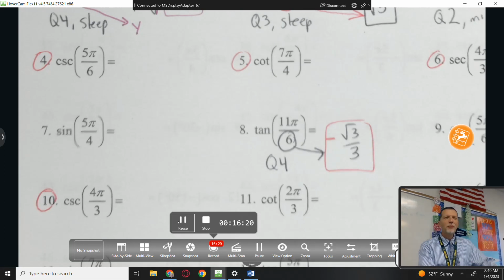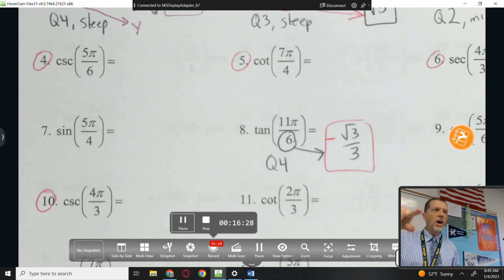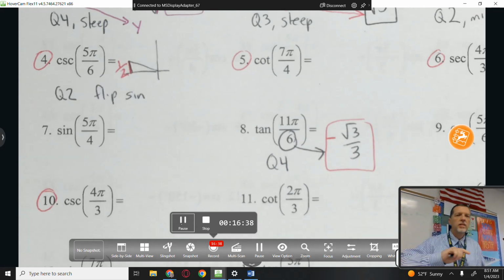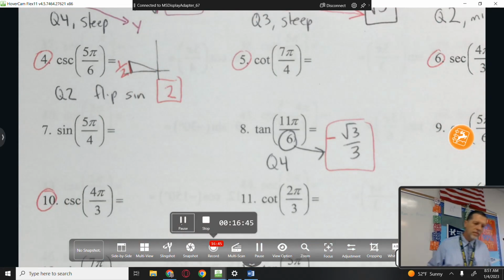Try number 4. Cosecant 5 pi over 6. Who does cosecant partner with? Sine, which is y. And then when I say partner, what do I mean? How is it partnered with sine? 1 over or reciprocal or flip thing. So what happens when we flip 1/2? We just get 2. Start to get the hang of it and then go a little quicker.